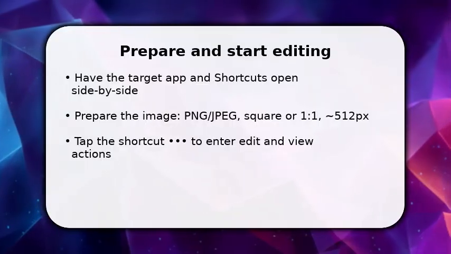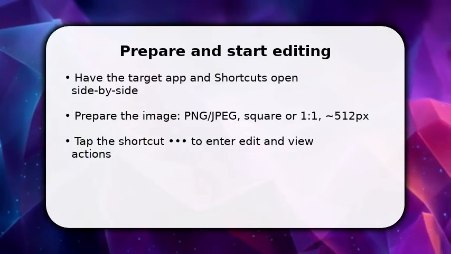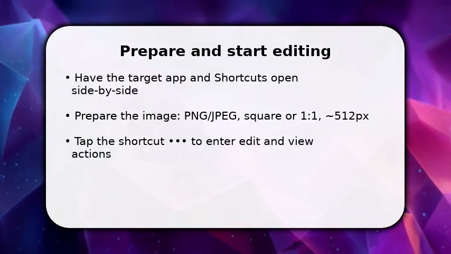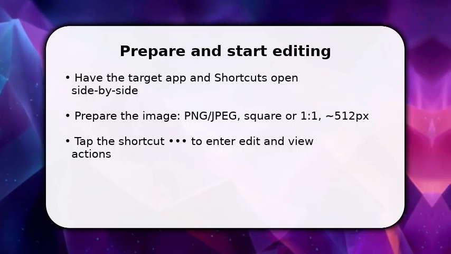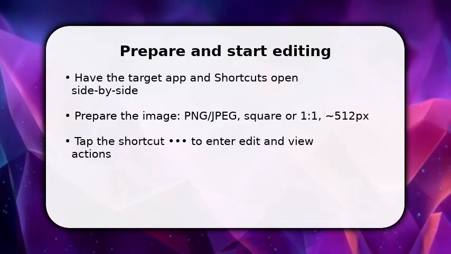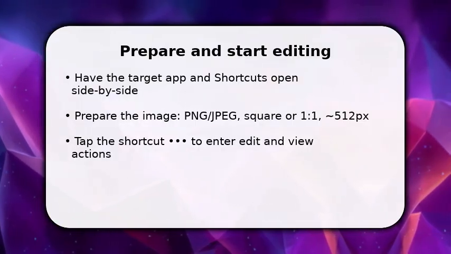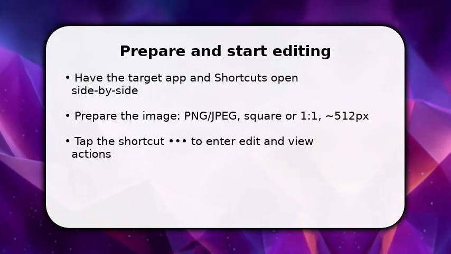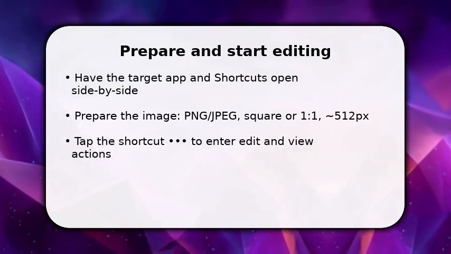You'll start by opening Shortcuts and the app whose icon you want to mimic. Once done, make sure you have the replacement image ready. A square PNG or JPEG around 512px works best for clarity. Now tap the Shortcuts button to edit it. This gives you access to the details and icon options.